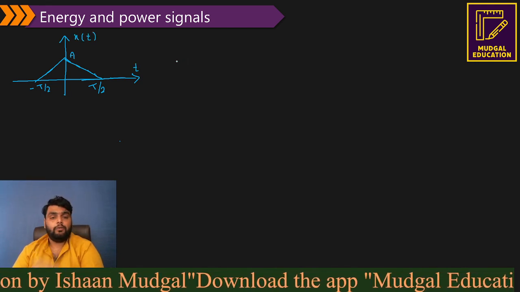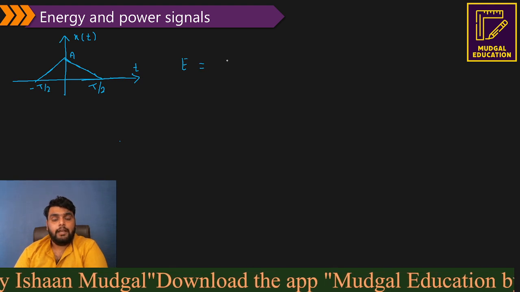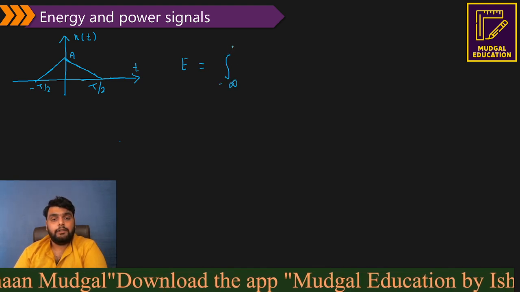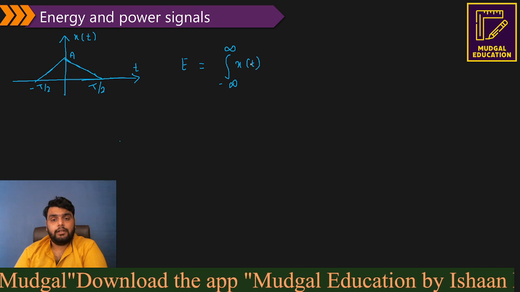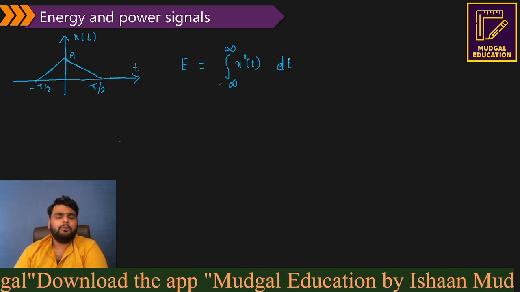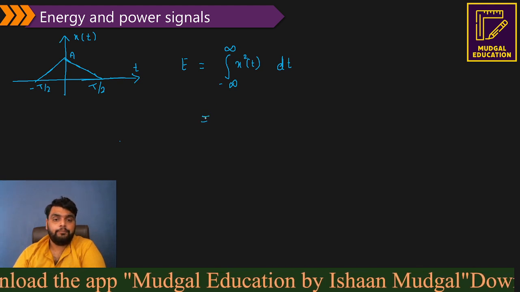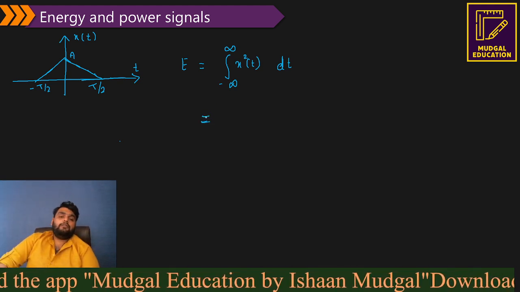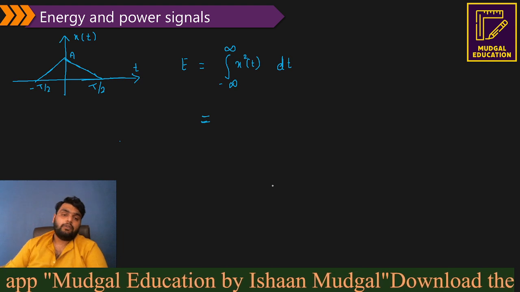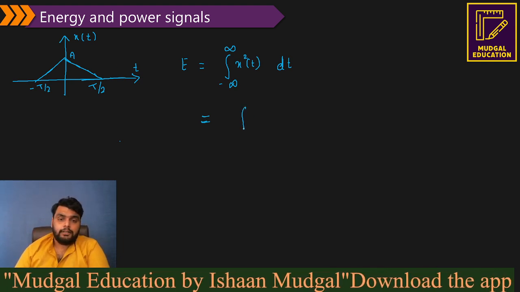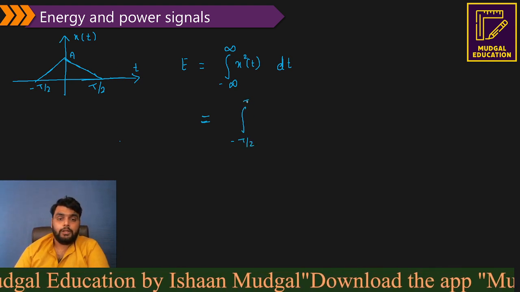Okay, now how to find out energy? The simple formula here is going to be the integral from minus infinity to infinity of x(t) whole square dt. No need to put the mod here because the signal here is a real signal, so no need to put a mod here. So if you solve this, if you observe this question very carefully, you can see this particular signal is from minus T by 2 to T by 2.